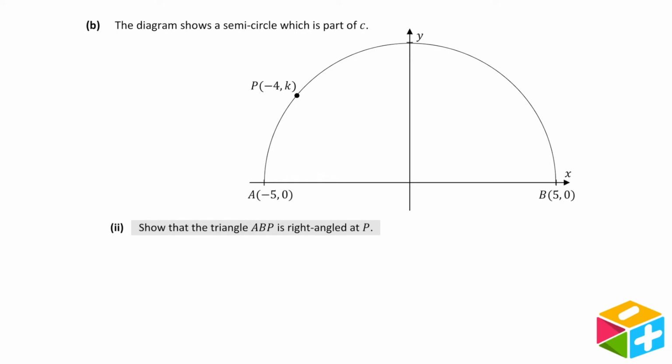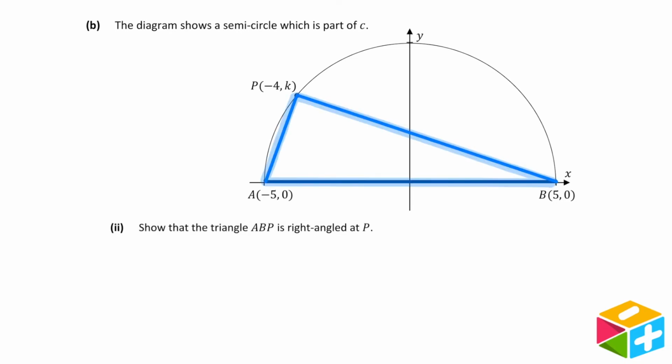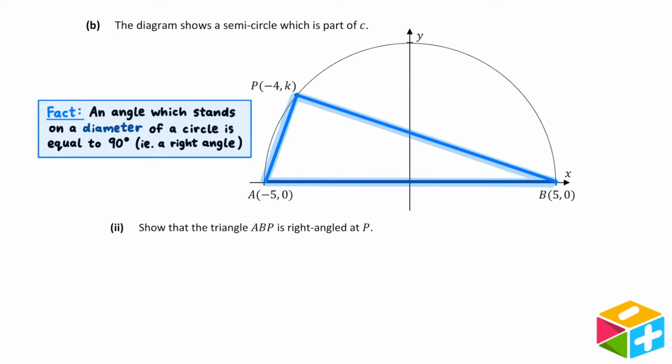Part II. Show that the triangle ABP is right angled at P. To help us visualize this, let's draw in the lines from A to P and P to B. There's a useful fact which will help us here. An angle which stands on a diameter of a circle is always equal to 90 degrees. In other words, it's a right angle.